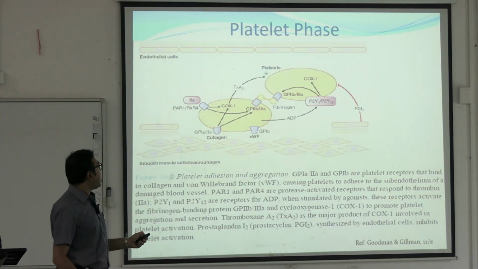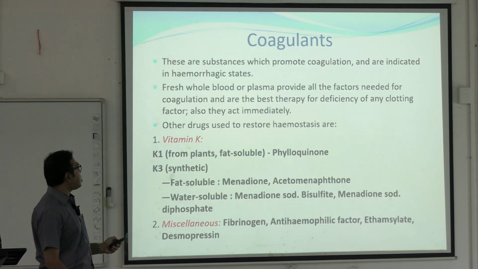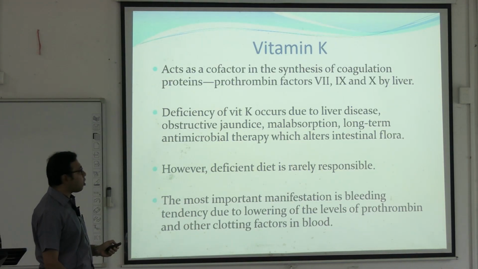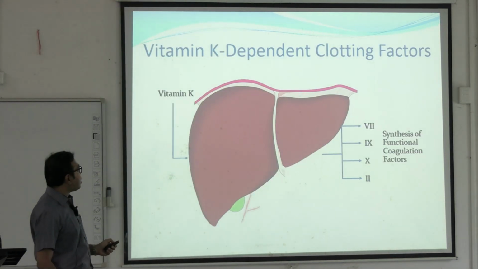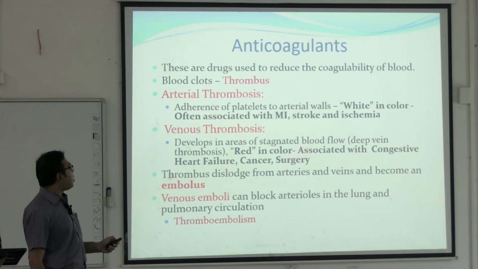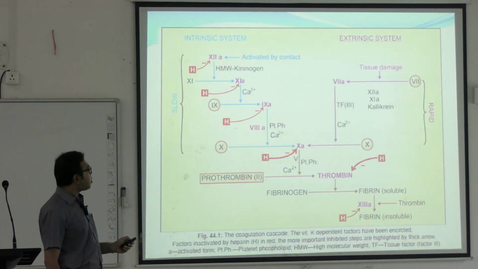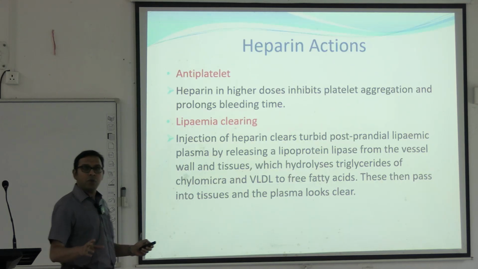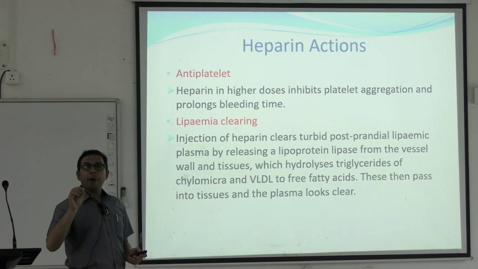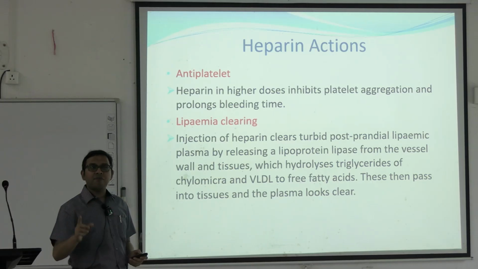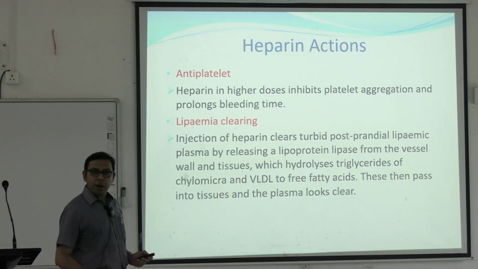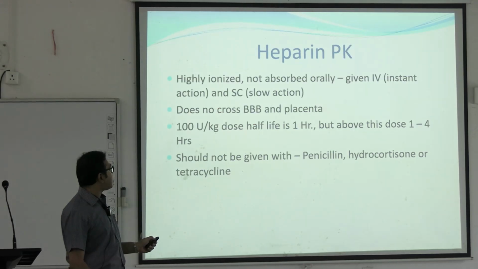So already we have seen about the vascular phase and the coagulation phase. We will discuss the fibrinolytic phase today itself, because we will read about the fibrinolytic and antifibrinolytic drugs. Vitamin K we have already seen, anticoagulants, heparin, everything about heparin we have discussed: how heparin acts, what is the mechanism of action of heparin, and what is the advantage of low molecular weight heparin over unfractionated heparin. Already we have discussed.